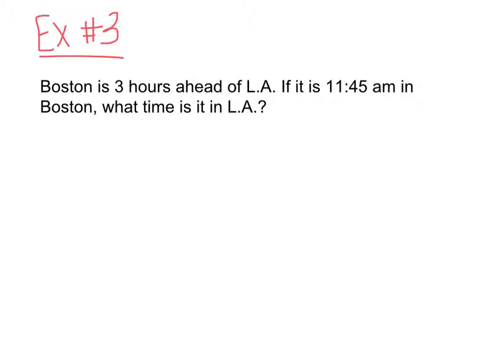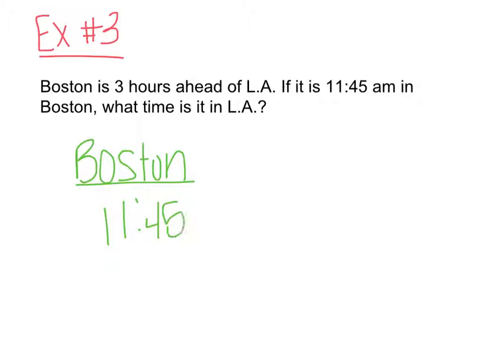Example number 3. Boston is 3 hours ahead of LA. If it's 11:45 a.m. in Boston, what time is it in LA? So Boston is 11:45 a.m. And they are 3 hours ahead of LA. So that means LA is 3 hours behind Boston. So to find LA's time, we're going to be counting back 3 hours.